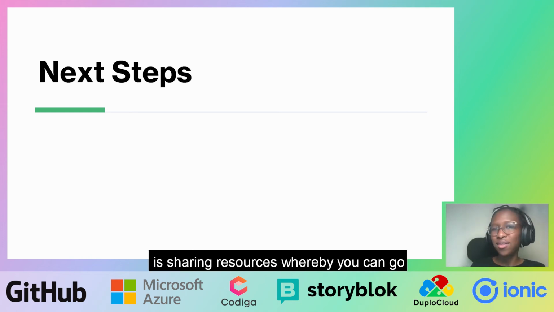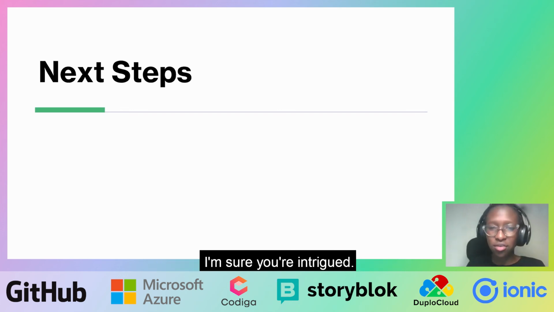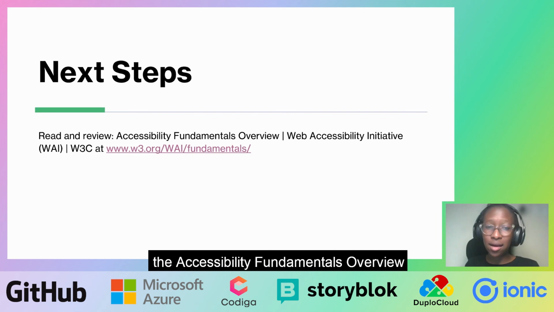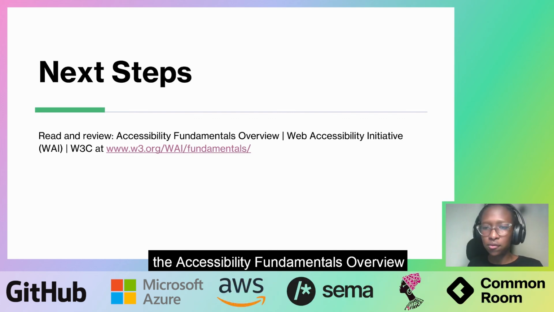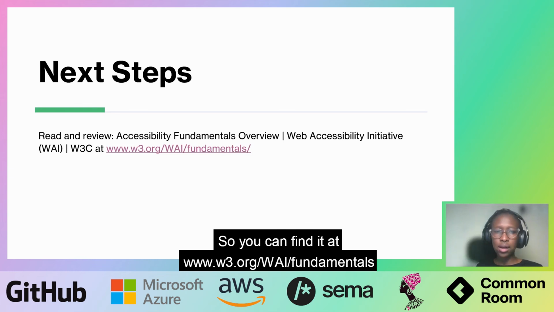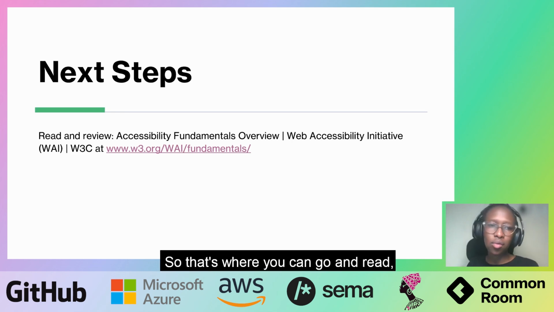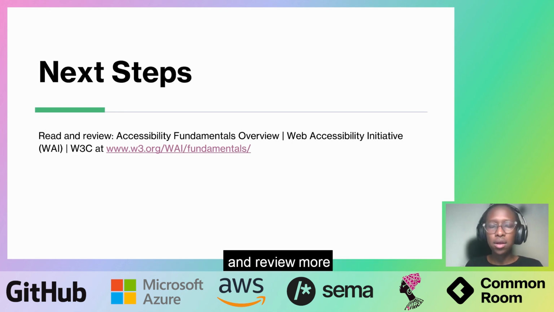And the last step, of course, is sharing resources whereby you can go and explore and learn more about this. I'm sure you're intrigued. The first resource is the Accessibility Fundamentals Overview by the Web Accessibility Initiative. So you can find it at www.w3.org/WAI/fundamentals. So that's where you can go and read and review more on accessibility.